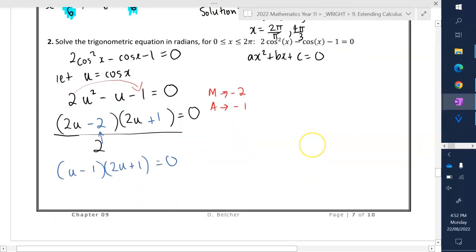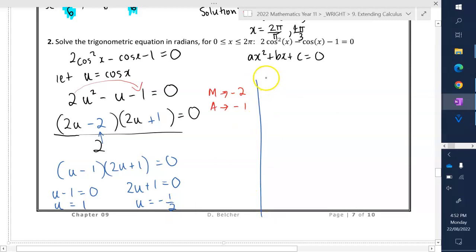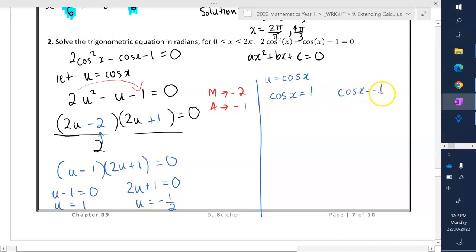Now before I put that cos back in there, I'm just going to let my first bracket equal 0, my second bracket equals 0. And I end up with my first one as u equals 1, and my second one as u is equal to minus a half. Now, I'll just move over here. Let's put our u back in. We know u equaled cos of x. So where my u is equal to 1, I'm going to put cos of x is equal to 1, and when my u is minus a half, I'm going to have cos of x is minus a half.